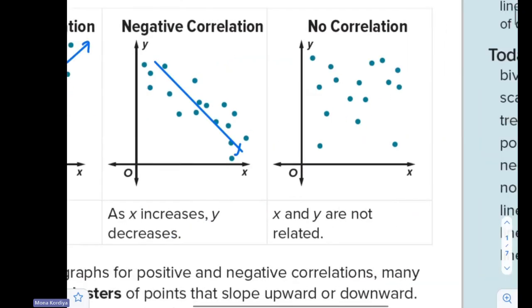But here we can see that the trend shows a decreasing pattern. The points are going down from left to right. So as x increases, y decreases. Also, you can take the opposite: as x decreases, y increases, opposite to each other.